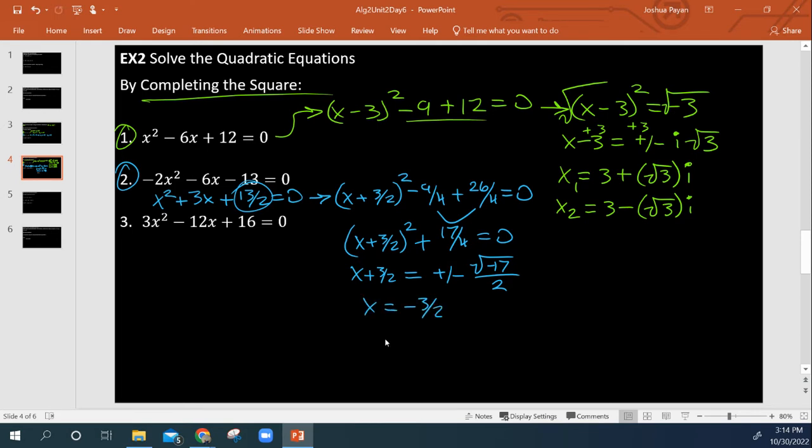So this is going to be x1, negative 3 over 2 plus, we'll say square root of 17 over 2i. That would be one solution. And then x2, of course, is going to be negative 3 over 2 minus square root of 17 over 2i, and that would be our other solution.